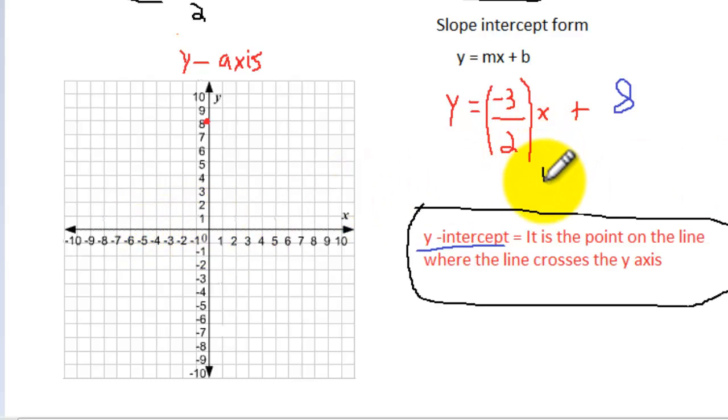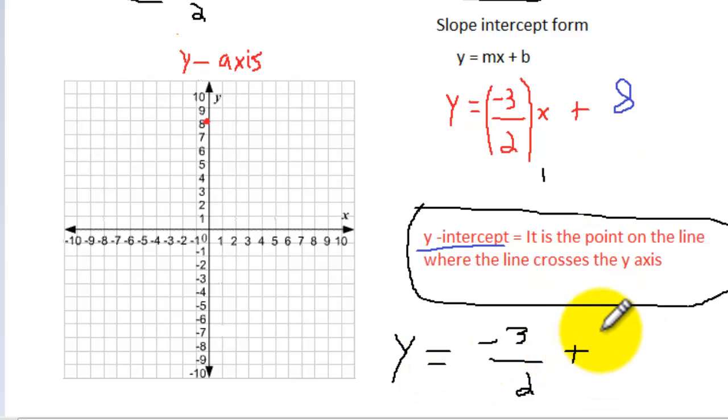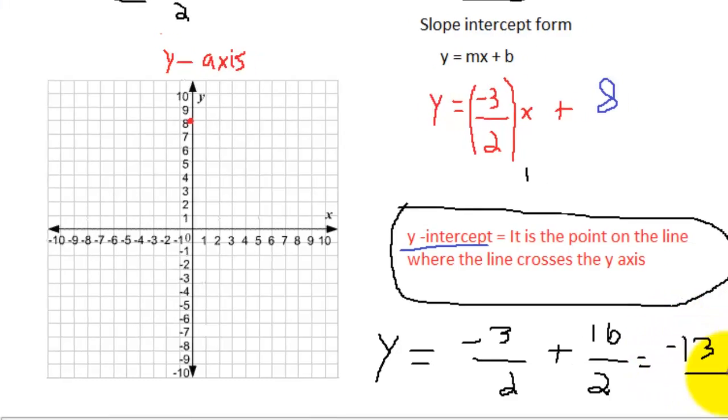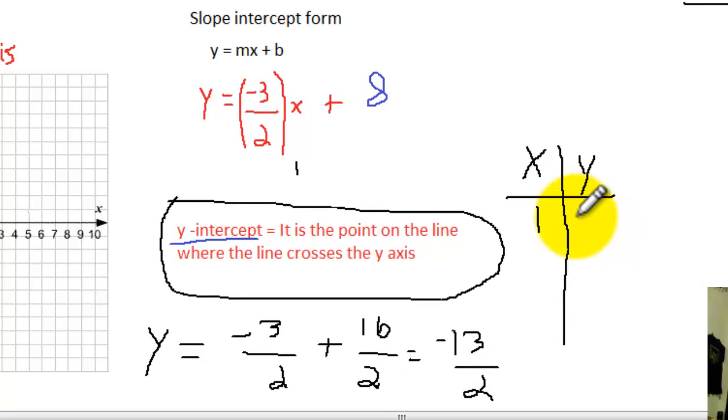But if I plug in 1 times -3/2, that's just -3/2. So then we have y equals -3/2, we're still just solving for y, plus the 8. Well, we can't have 8. We need it to be 16/2 so that we can add with common denominators, and then that will equal 13/2. That's a funny point, but what that means, 13/2 is really 6.5, because 2 into 13 goes 6 times, and it leaves 1/2 left over.